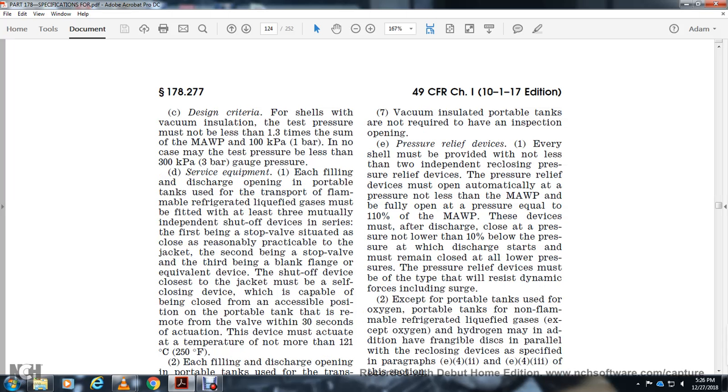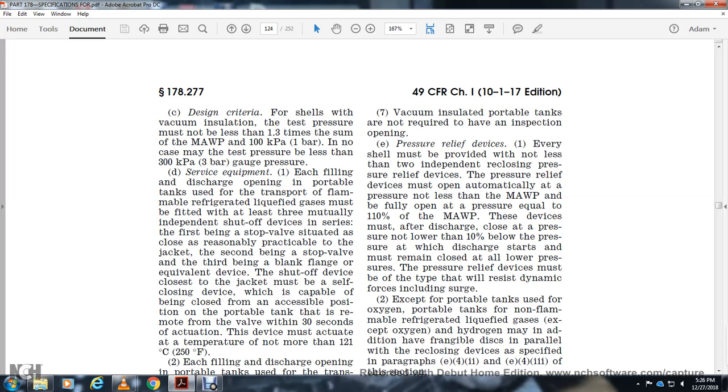Service equipment. Each filling or discharge opening on a portable tank used for transport of refrigerated liquefied gas must be fitted with three mutually independent shutoff devices in series: the first being a stop valve situated as close as reasonably practicable to the jacket, the second being a stop valve, and the third being a blank flange or equivalent device. The shutoff device closest to the jacket must be a stop valve with a closing device capable of being closed, accessible from a safe position.